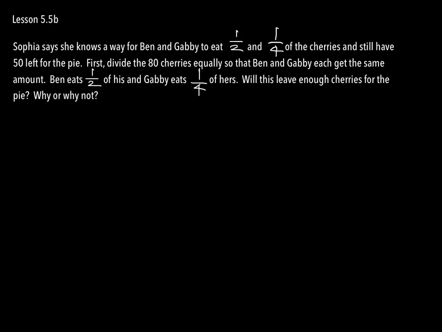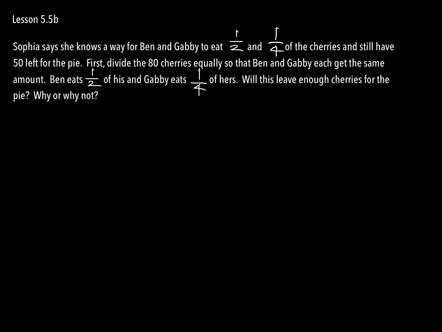Sophia says she knows the way for Ben and Gabby to eat half and a quarter of the cherries and still have 50 left for the pie. First, divide the cherries equally so that Ben and Gabby each get the same amount. Ben eats one half of his, and Gabby eats one quarter of hers. Will this leave enough cherries for the pie? Why or why not? Now, let's check and see what Sophia, or whatever other name I put on there, is doing.